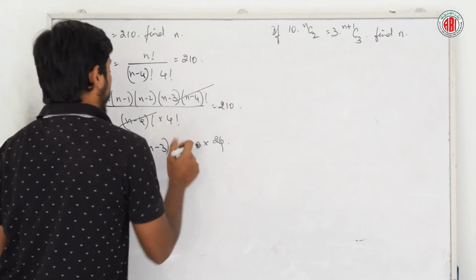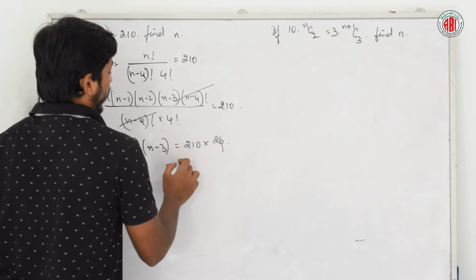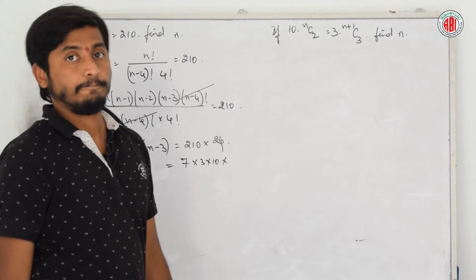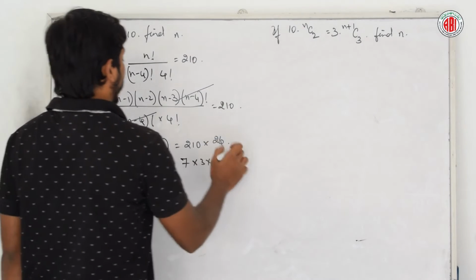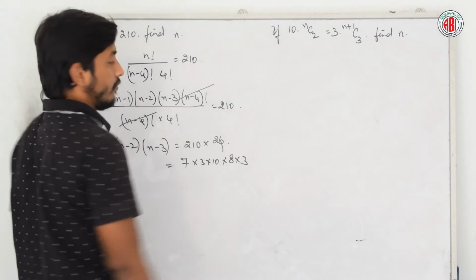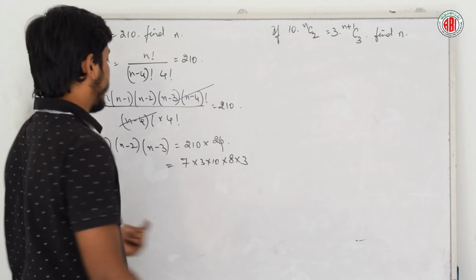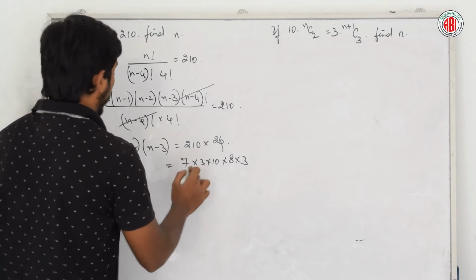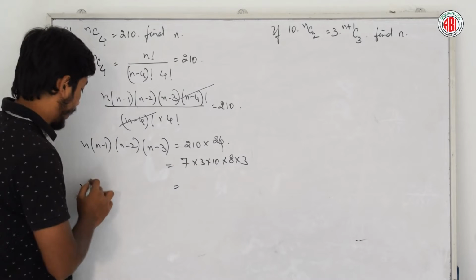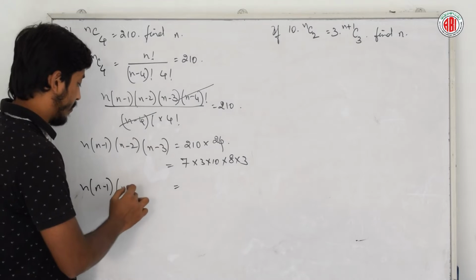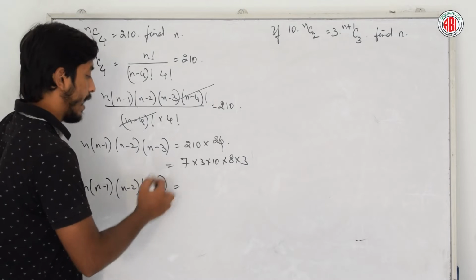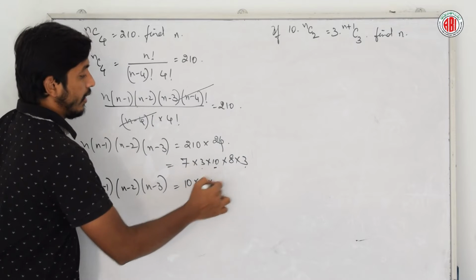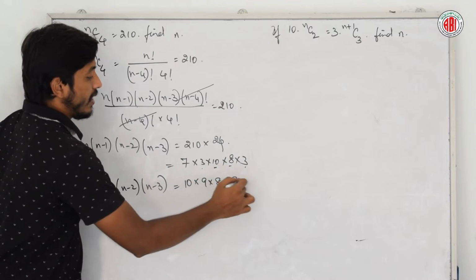Now just tell me, what are the factors of 210? 7 into 3 into 10. Can I write 24 as 8 into 3? Yes. Now just see here, 10, 3 3s are 9, 8 into 7. So, can I write n into (n minus 1), (n minus 2), (n minus 3) as 10 into 3 3s are 9 into 8 into 7.